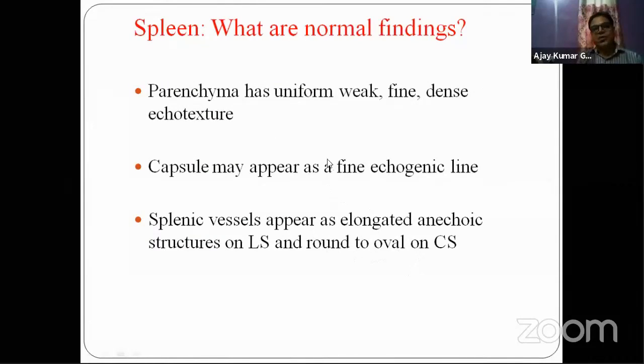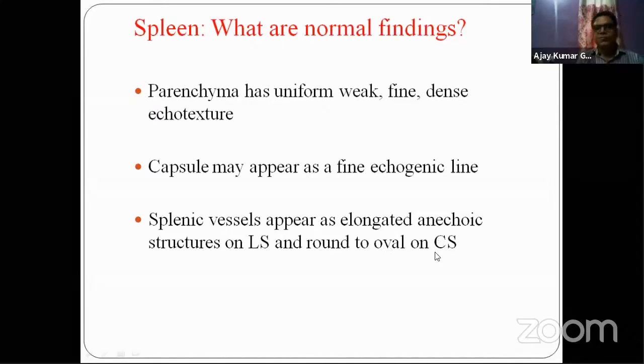How does the spleen appear? The parenchyma has a uniform, weak, fine, and dense echotexture. When you compare the splenic echotexture with the liver, the liver has a coarse echotexture, whereas the spleen has a fine echotexture. The capsule may appear as a very fine echogenic line, or it may not be visible at all. And splenic vessels appear as elongated anechoic structures on longitudinal sections and round to oval anechoic structures on cross sections.